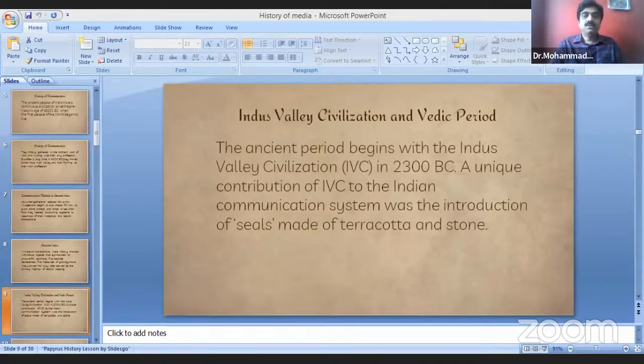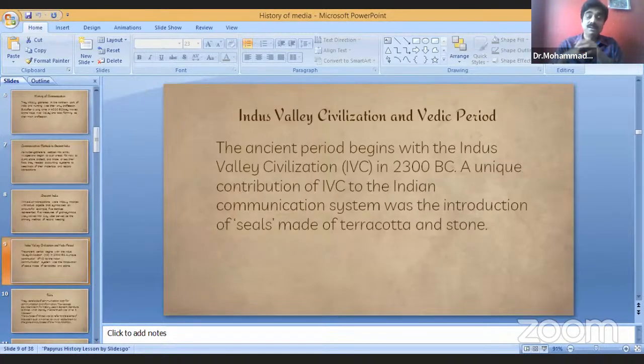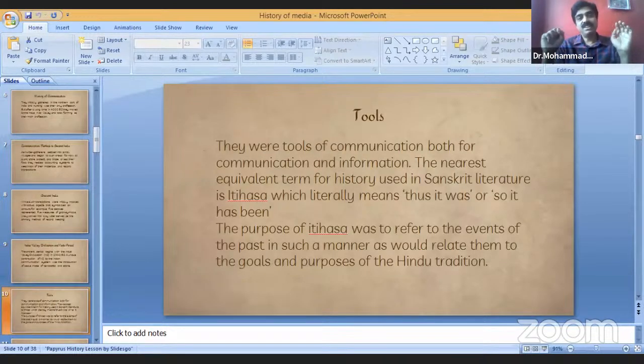Yes. So in ancient periods, as we said, the importance of identification led to the development of the seal. It was used to identify how a particular tribe, or a particular sect of people, or those living in different regions, would be identified. They used seals made of stone as well as terracotta material. That was the first thinking about identification. Next, there were tools of communication, for both communication and information.